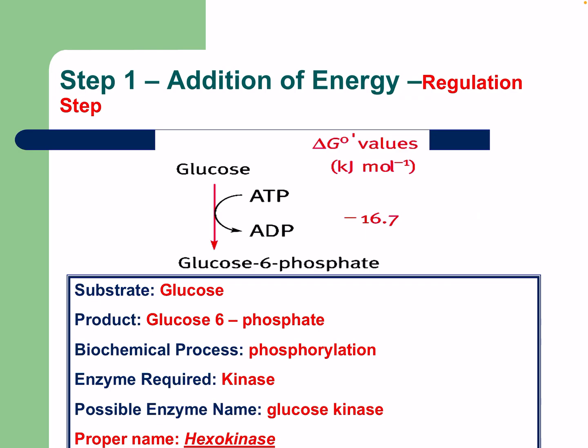So now we're going to move through each step of glycolysis slowly. We won't cover all steps in this lecture, but we'll slowly move through it. Step 1 of glycolysis is the addition of energy and is a regulation step. This is irreversible with a large change of free energy.